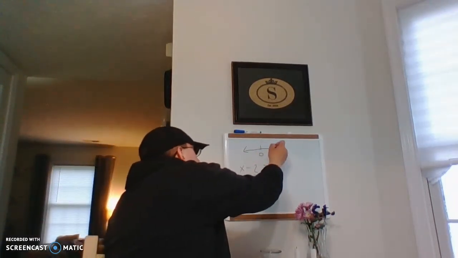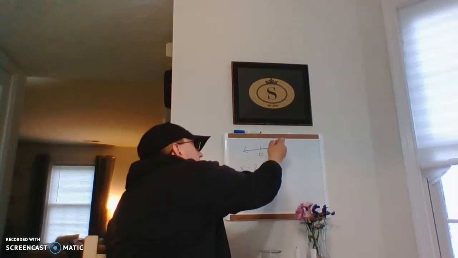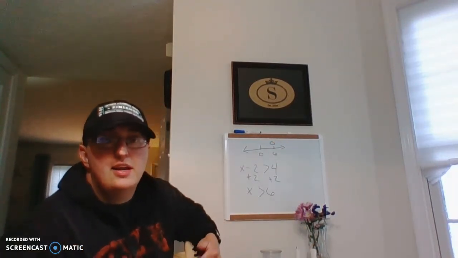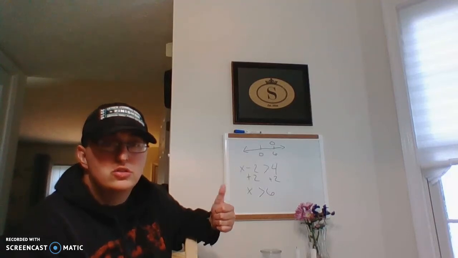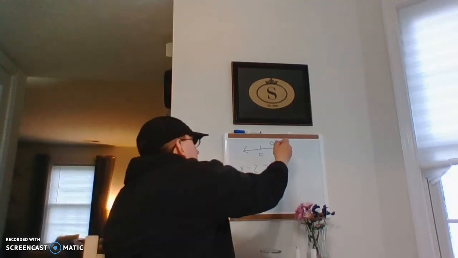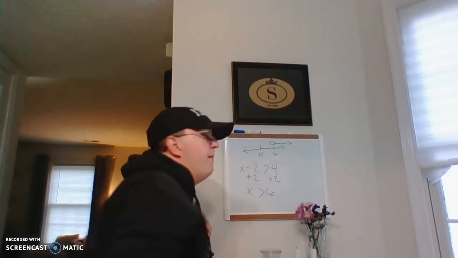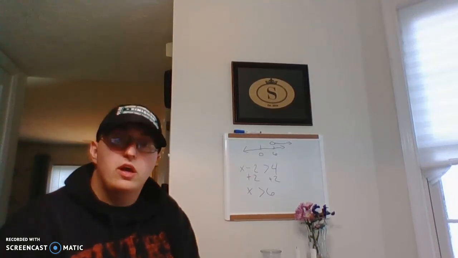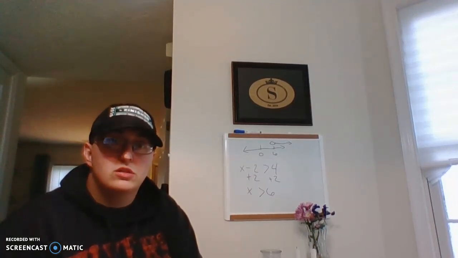So here, first step is put a circle above the 6, and then your symbol's greater than. The greater than goes to the right, so we'll just draw the line that way. And that's what your answer is going to look like. Pretty straightforward.